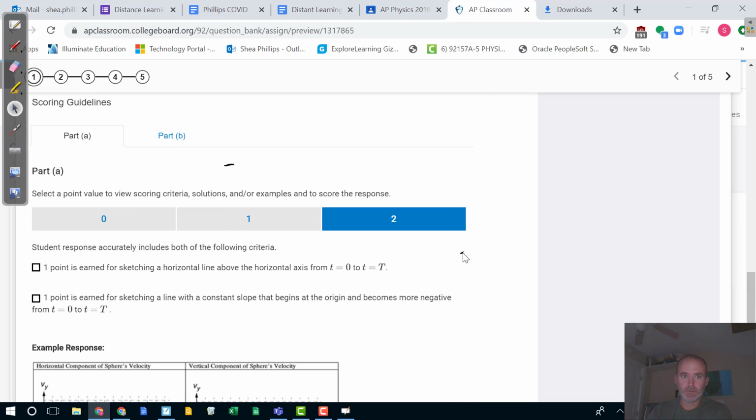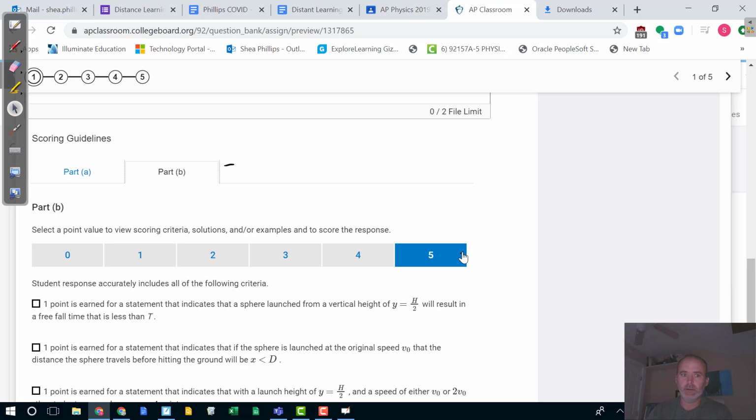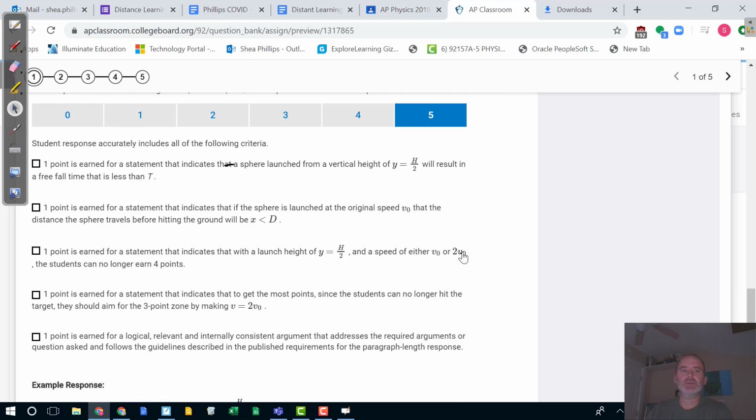Now let's go to part B. All right, so you're scoring points here, even though you didn't have to do all that math to get some of these points. 1 point is earned for a statement that a sphere launched from h/2 will result in a free fall time that's less than t. We did it mathematically, but if you just have a statement that the time for it to fall is going to be less, you'd score a point.